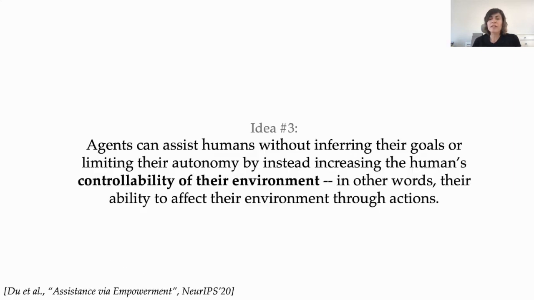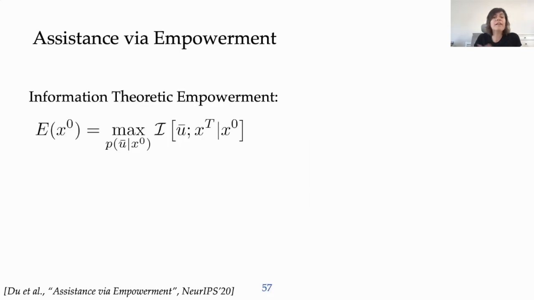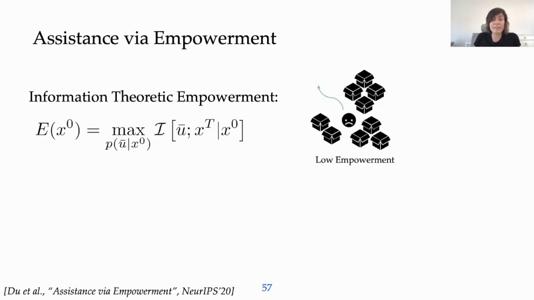We thought that maybe we don't really need to infer their goal to help them. What we need to do is get the system to be more controllable so that they can help themselves. So we've thought about this as increasing the user's controllability over their environment, that is, the ability to affect the environment through the actions they're taking. Mathematically, we formalize this notion via the information theoretic concept of empowerment, the mutual information between the user's actions and the resulting states. Low empowerment situations are those in which you're stuck and you can't do much. They're bad.